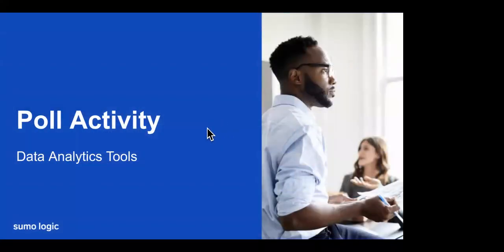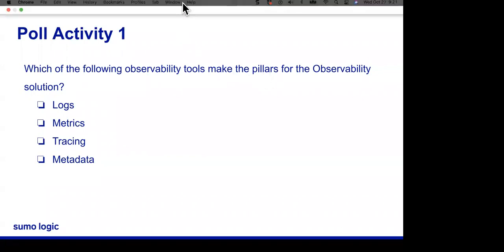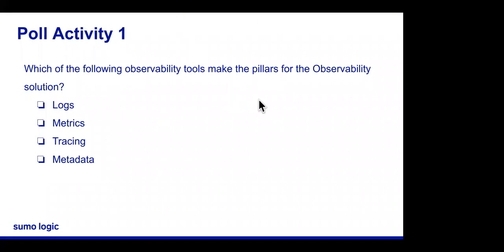Now, we're going to do a little poll activity here. The purpose of the poll activity is to get you thinking in terms of where we're going to go next. All right, poll activity. Which of the following observability tools make up the three pillars for the observability solution? Please let me know in the chat box, or you're welcome to open up your mic and just verbally spit it out.